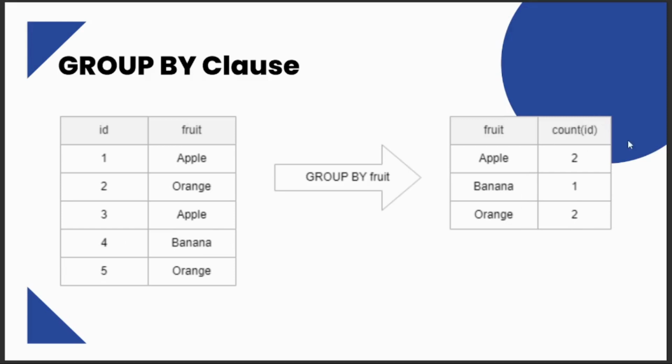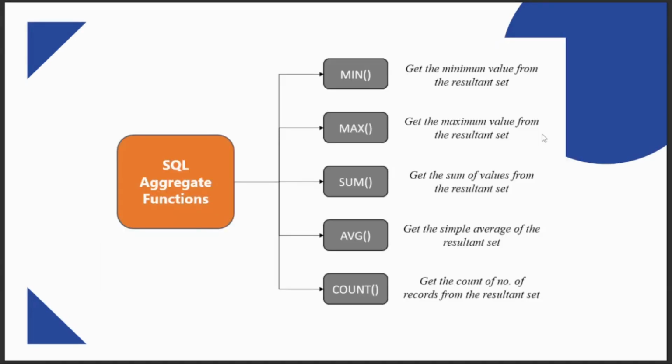So you can apply 5 aggregate functions with the group by clause. What are those aggregate functions? Aggregate functions are functions that combine different values and give you a single value. The first aggregate function is minimum. It will give you the minimum value from the resultant set. Similarly, you have maximum, which helps you find the maximum value from a set of values. Then you have the sum that we saw now. Then you have the average, which will give you the average value.